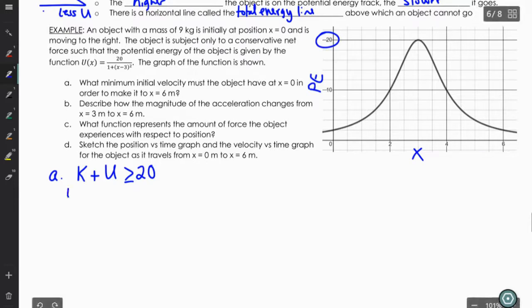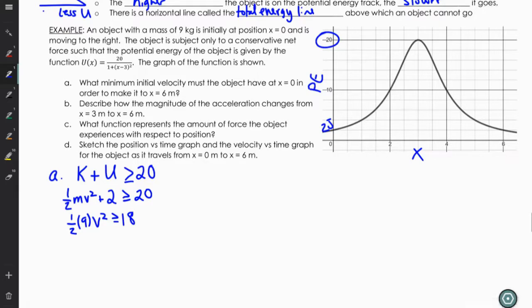As we go through, we know the kinetic energy formula is 1/2 mv squared. We already know that there's 2 joules of energy already at the beginning, so it's going to be our initial energy. And then we just really do some algebra, some math on the way down. So we're going to have 1/2 times 9 times v squared, because it tells us a 9 kilogram object. And then I'm going to subtract 2, which tells me it's going to be greater than or equal to 18.